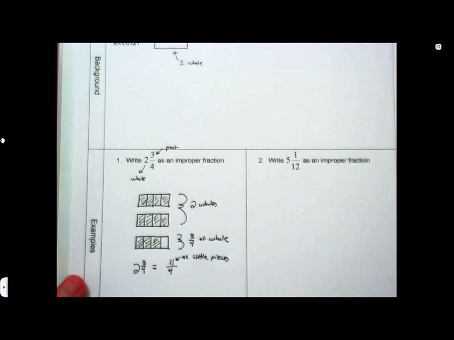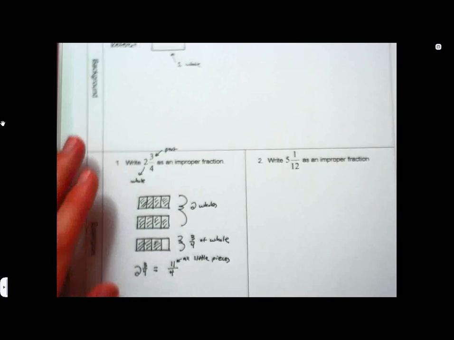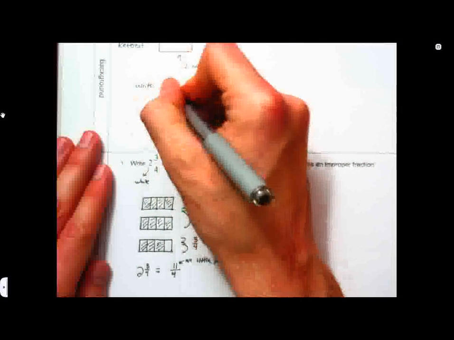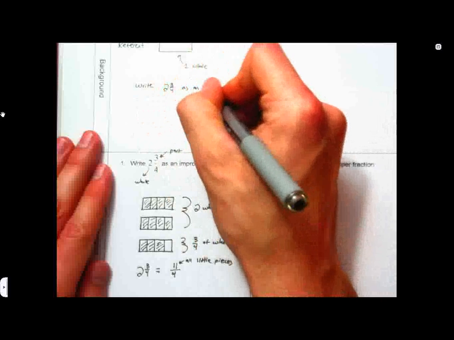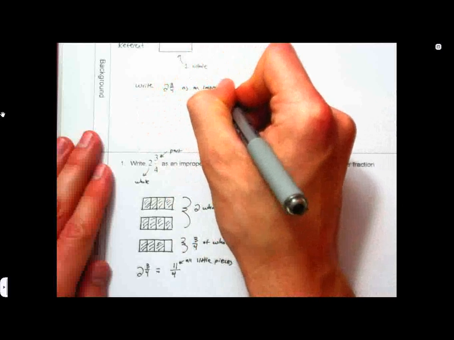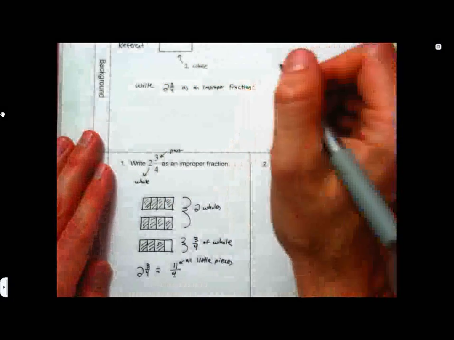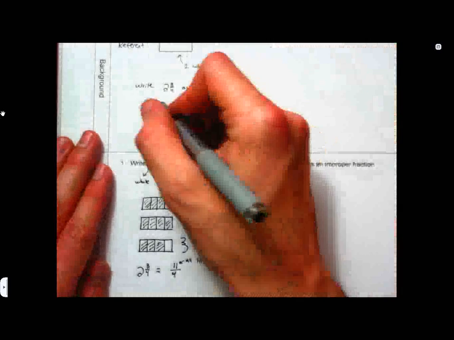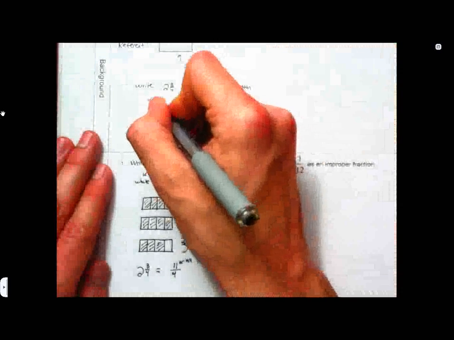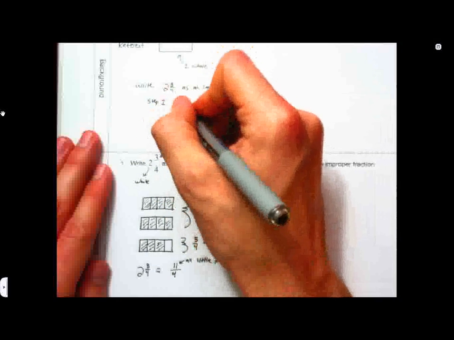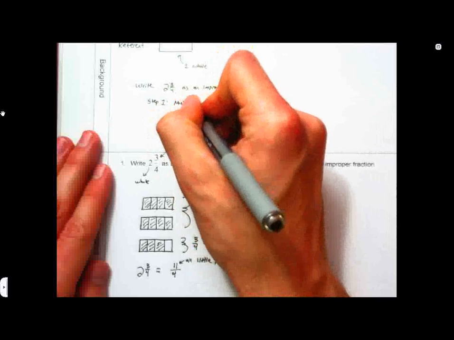Okay, now is there a quicker way to do this? Well, yeah, there actually is. So the quicker way to do it, I'm just going to write this up here. So write 2 3/4 as an improper fraction. Well, the quicker way to do it would be to look at first the number of pieces that we have just from the wholes. So step 1 is to multiply.